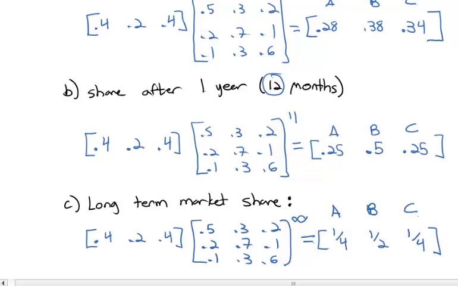This is how we can use Markov chains, where one outcome depends on the previous outcome, to make predictions about how the market is going to change over time and how it will reach a final equilibrium.